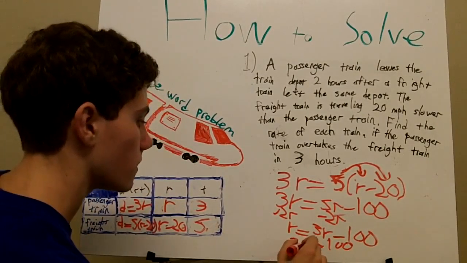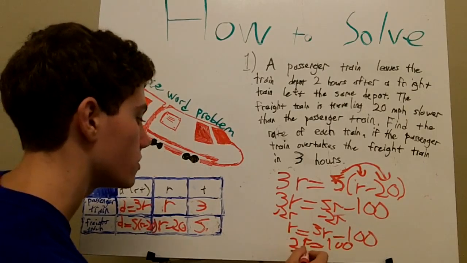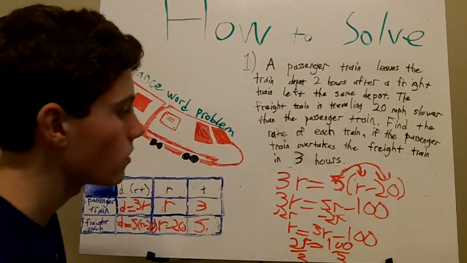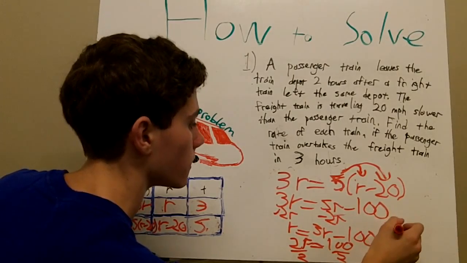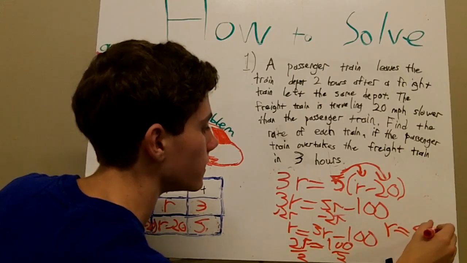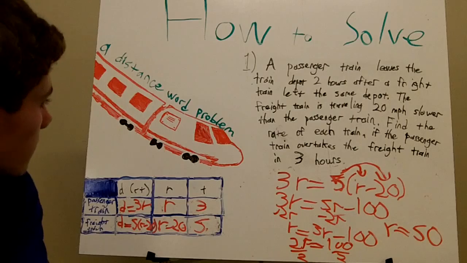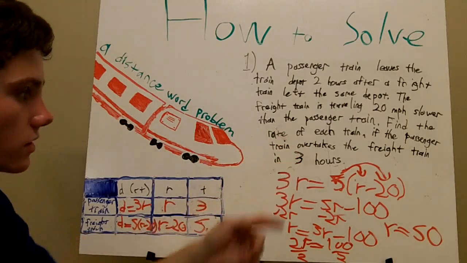And then we just divide by 2 on both sides. And so r equals 50. Now this is the rate for our passenger train. And this is part of our answer.